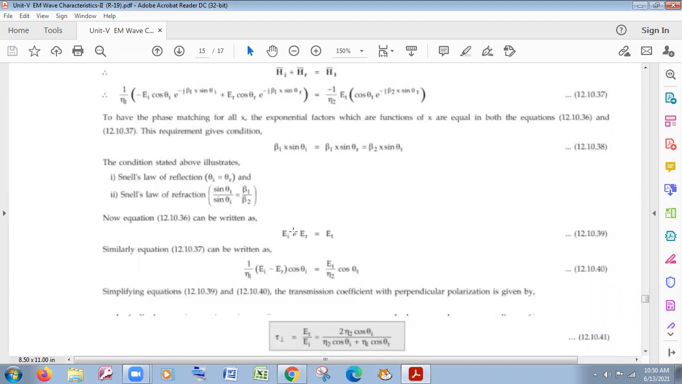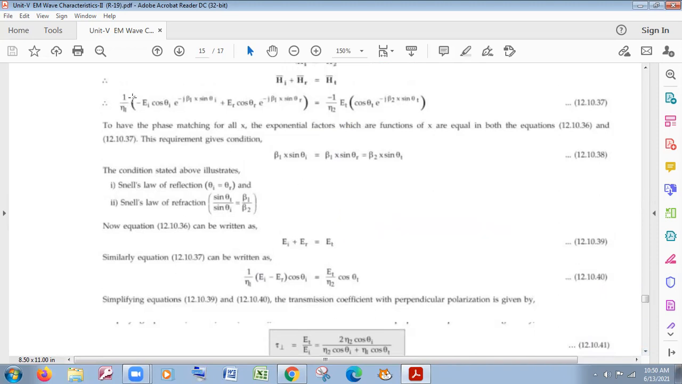The equation EI plus ER is equal to ET. Now I can assume this as one equation. In this you can substitute EI cos theta I e power minus j beta 1 x sin theta I plus ER cos theta r e power minus j beta 1 x sin theta r is equal to, within the parenthesis, cos theta t e power minus j beta 2 x sin theta t.